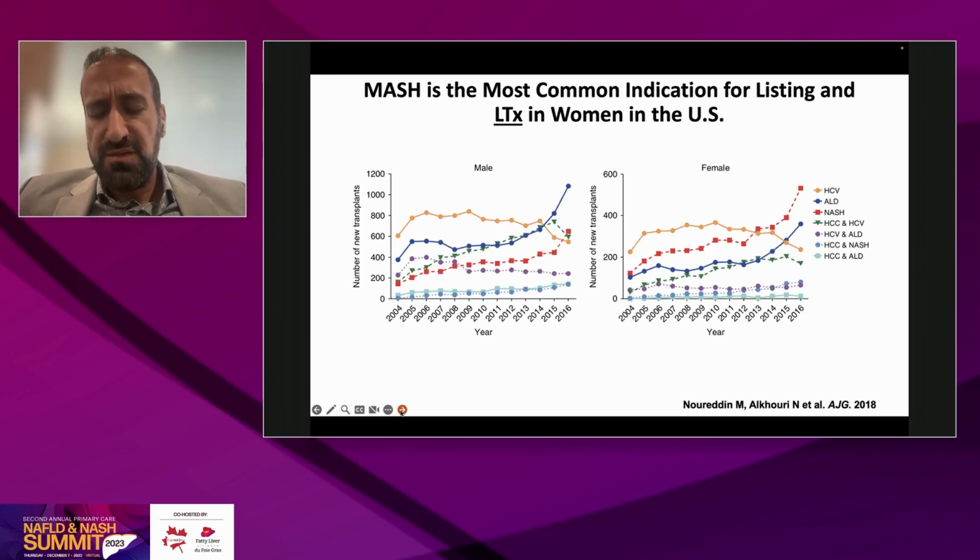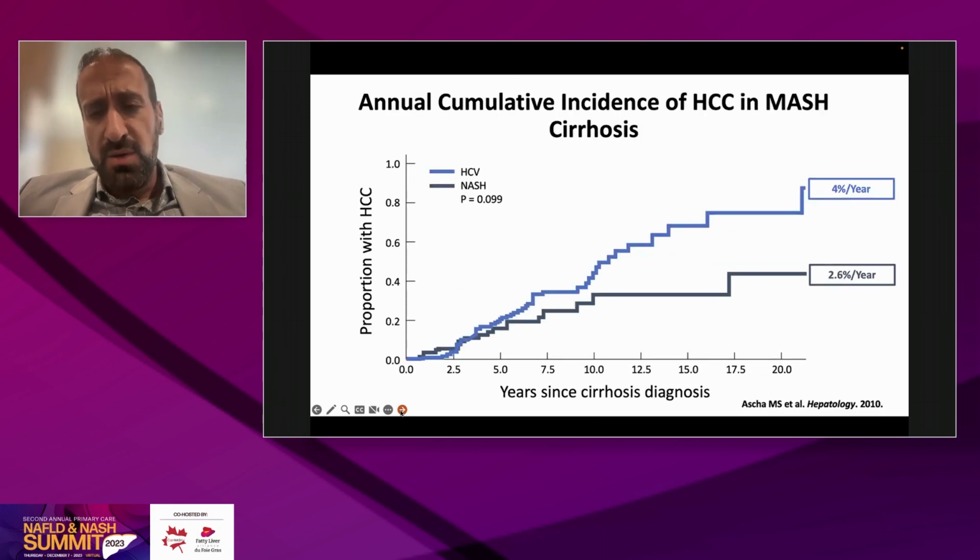Although the majority of patients with MASLD and MASH will die from cardiovascular disease and non-liver cancers, many of them will progress to cirrhosis and they may need liver transplant. And this is becoming the most common indication in the US. Also, patients with MASH cirrhosis are at risk for hepatocellular carcinoma.